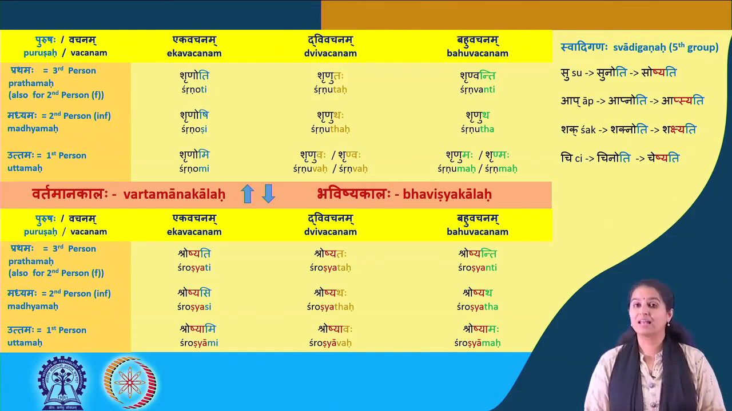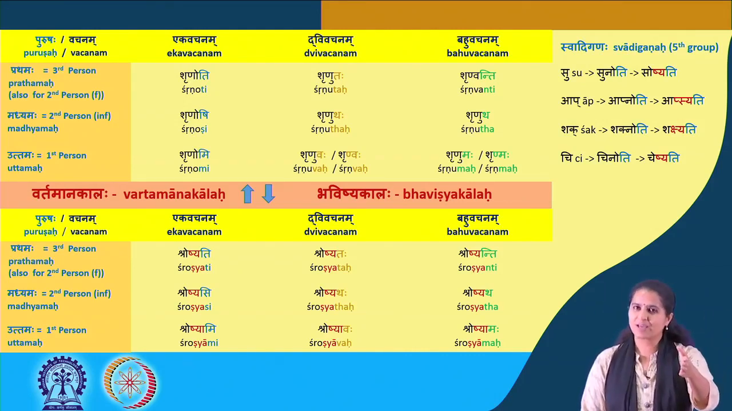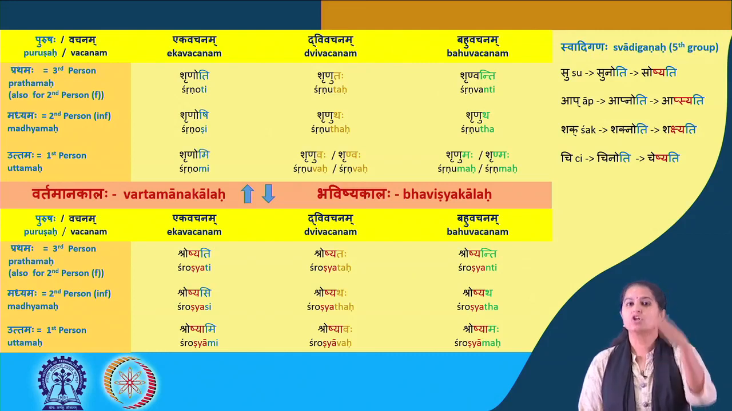Astu. In the Bhavishya Kala, what happens? Shroshyati, and the moment you have that, you have all the rest of it. Let's do it together once, and we'll do it a little fast. Shroshyati, Shroshyataha, Shroshyanti, Shroshyasi, Shroshyathaha, Shroshyatha, Shroshyami, Shroshyavaha, Shroshyamaha.